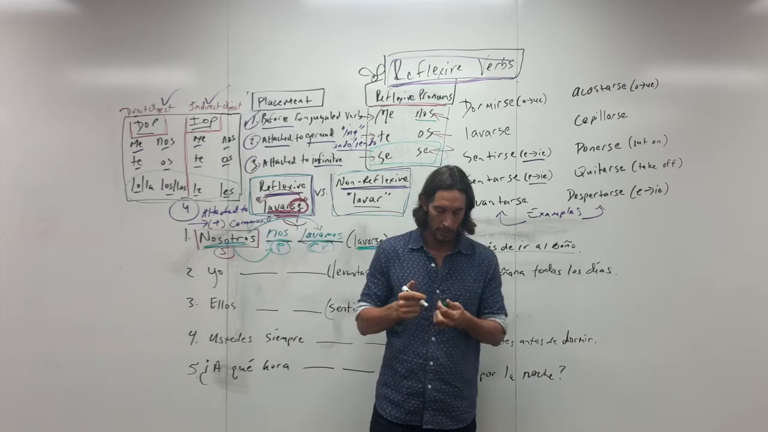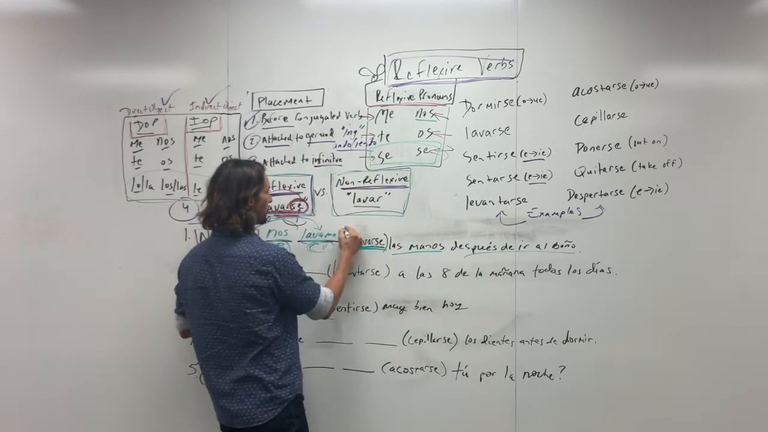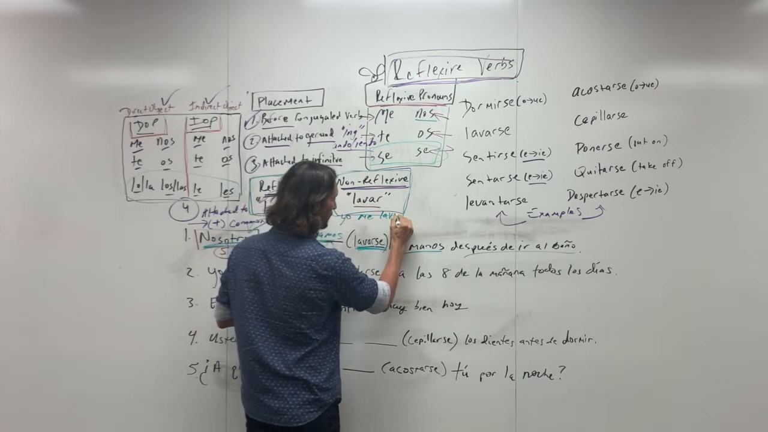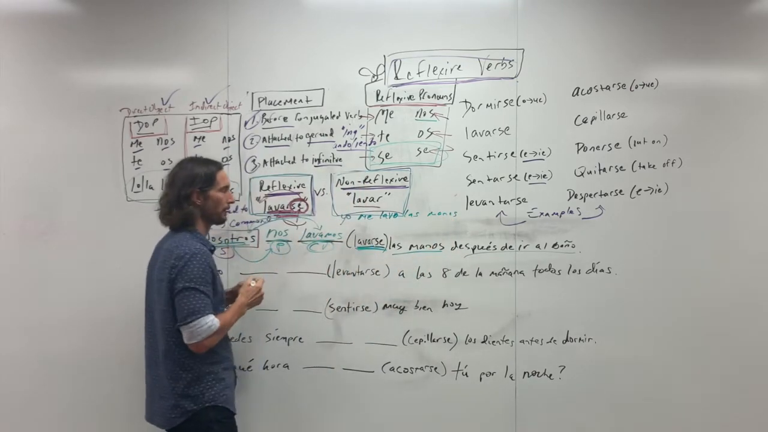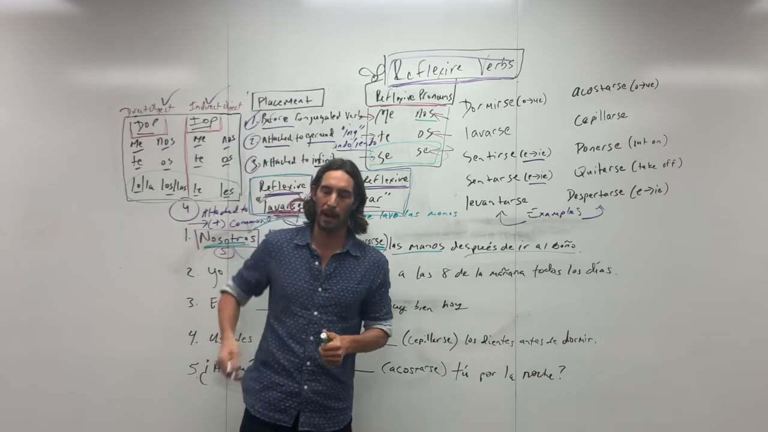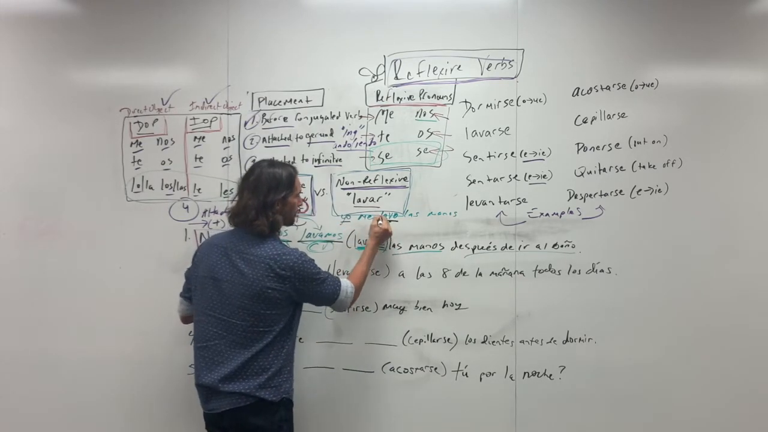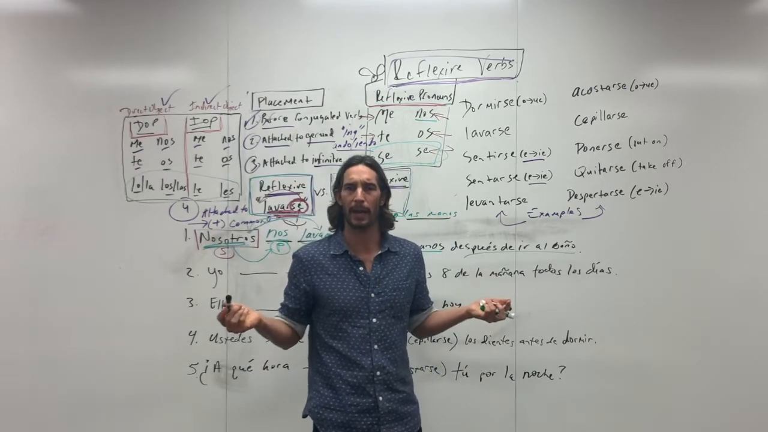In other words, reflexively is saying, for example, I'm going to draw it over here, yo me lavo las manos, right? Just sort of working off of this sentence we have here. Yo me lavo las manos. And so that's me saying, I wash myself the hands, right? And so I'm saying I wash my hands.